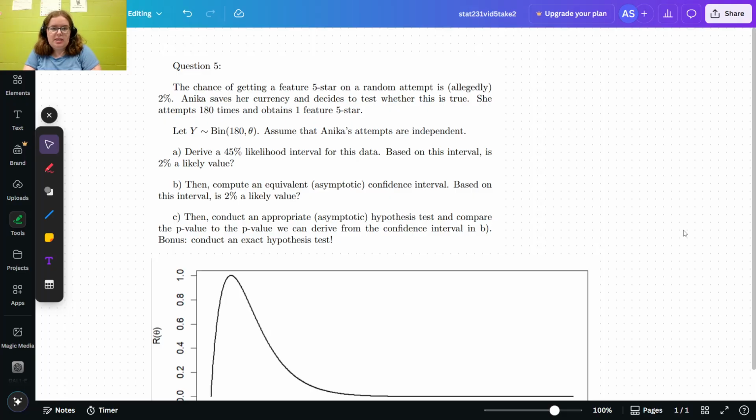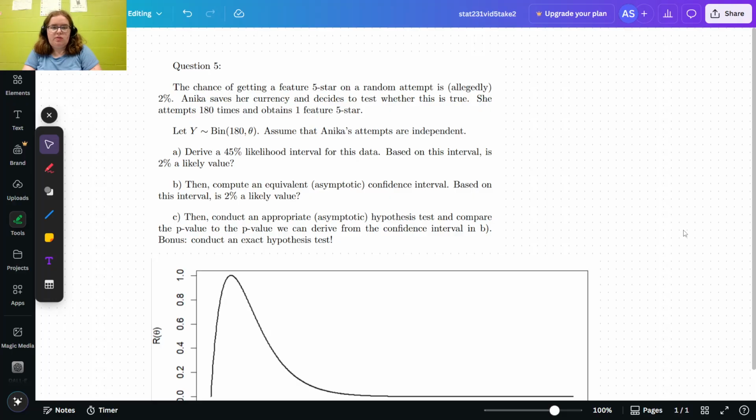So to get right into it, the chance of getting a feature 5-star on a random attempt is allegedly 2%, and Annika saves her currency to decide to test whether or not this is true. So I attempt 180 times and get one feature 5-star. So let y be modeled by the binomial distribution, and assume that my attempts are independent.